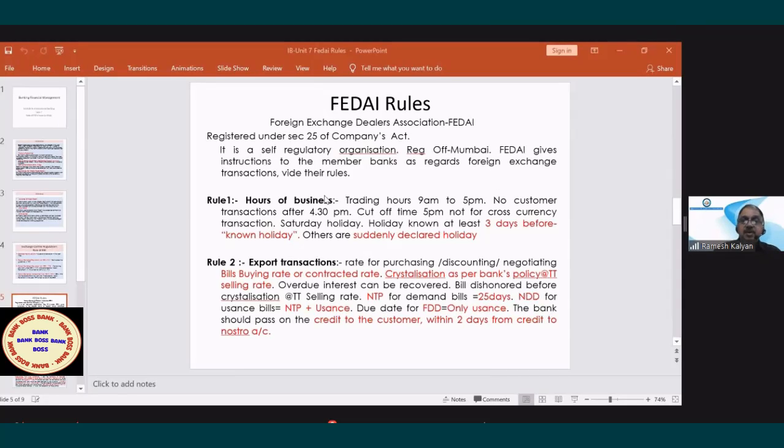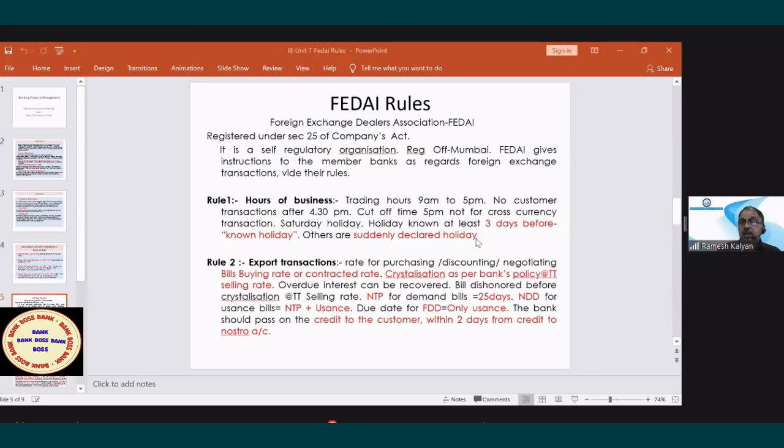No problem. Yes, hours of business, Rule 1 of the FEDAI rules. Trading hour is 9 to 5. So if you want to do trading after 5 o'clock, you should have a board approved policy. Customer transactions are up to 4:30, because after 4:30 you will not be able to cover it in the market. The cut-off time is not for cross-currency transactions. This is also subject to board policy. Saturday and Sunday are holidays, and any holiday that is known prior, with a minimum gap of at least 3 days, is a known holiday. Other holidays are suddenly declared holidays.